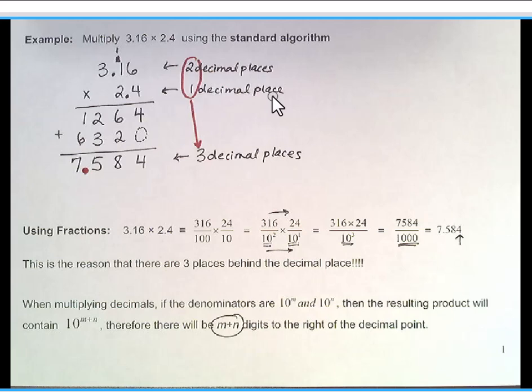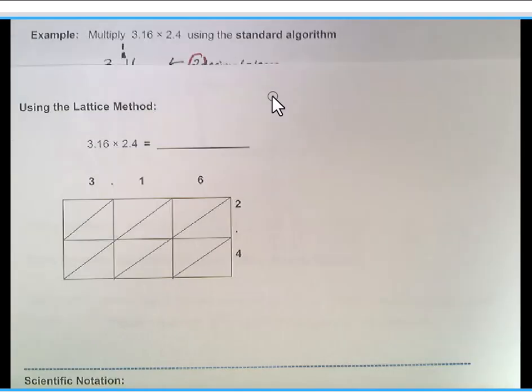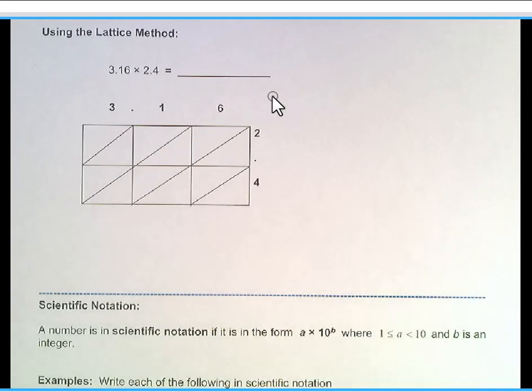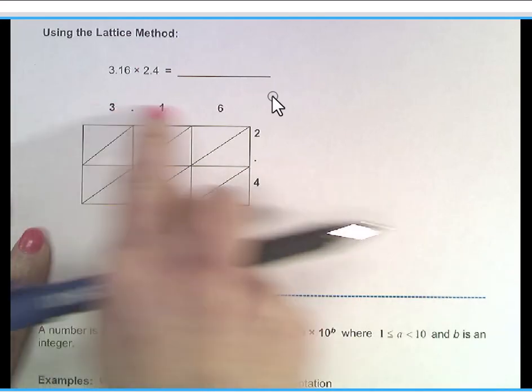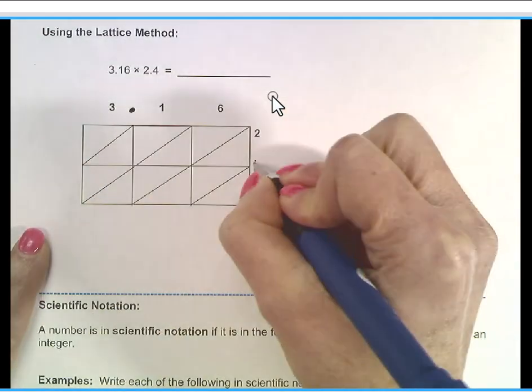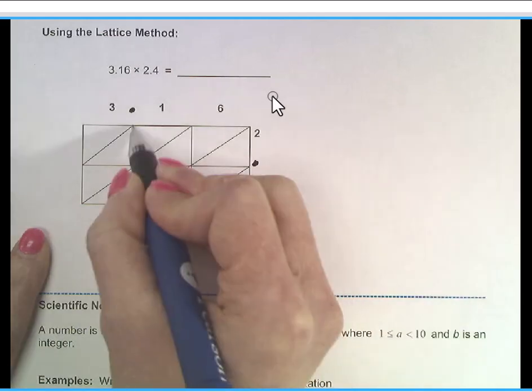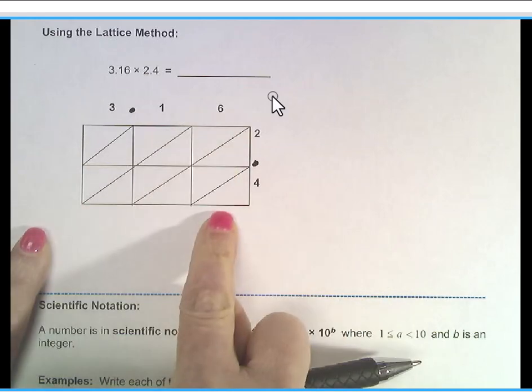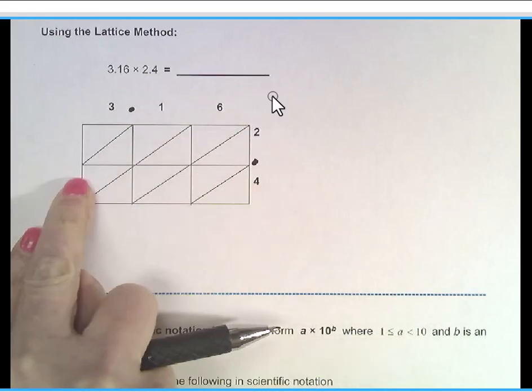Now another way that we learned to multiply was to use the lattice method. So let's see how the lattice method can help us with decimals also. Here's what we're going to multiply. Same number. We're going to multiply 3.16 times 2.4. The way we do the lattice is you put one number across the top and one on the right. And I'm going to put a big fat decimal here, and that's kind of the intersection, kind of where this next column starts. So we have a 3, 1, 6 column. We have a 2 and a 4 column.